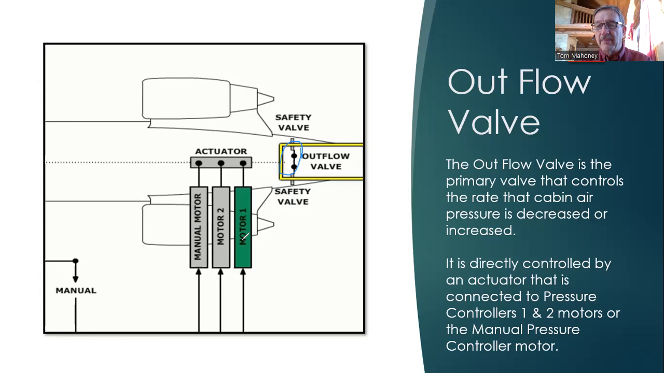The outflow valve is the primary valve that controls the rate that the cabin pressure is decreased or increased. It is directly controlled by the actuator that is connected to the pressure controller, either number 1 or number 2, or the manual pressure controller motor. So it works that way because the motors are connected, all three, to the actuator.